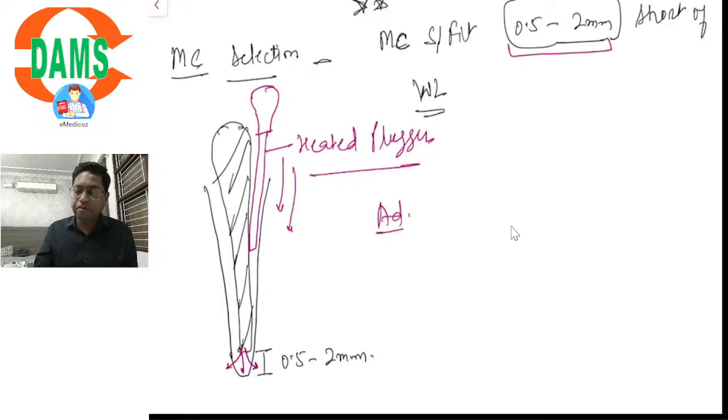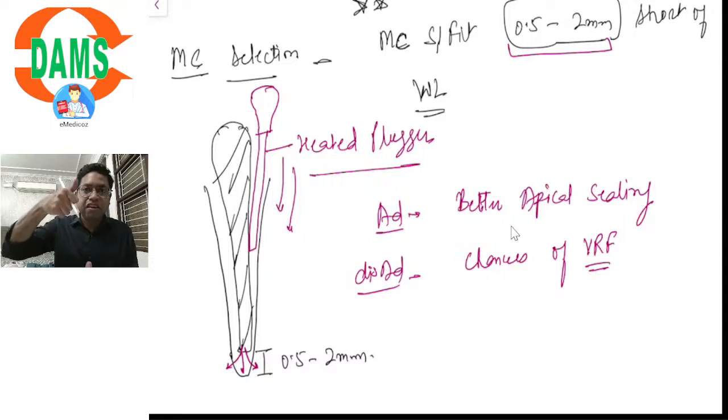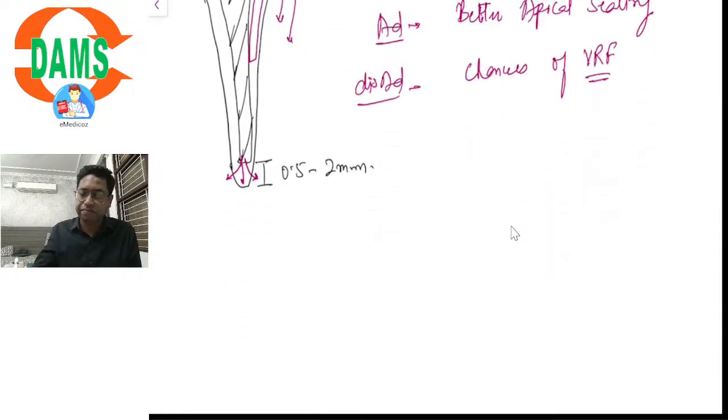If I have to talk about the principal advantage of warm vertical compaction, definitely better apical sealing. If I have to talk about the principal disadvantage, then there are chances of vertical root fracture due to pressure from the plugger. The plugger acts like a wedge inside the root canal. When we place a heated plugger and force it apically, there are chances that it can split the root, resulting in vertical root fracture. Advantages and disadvantages.